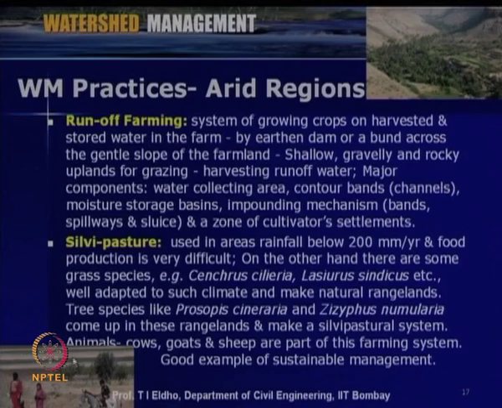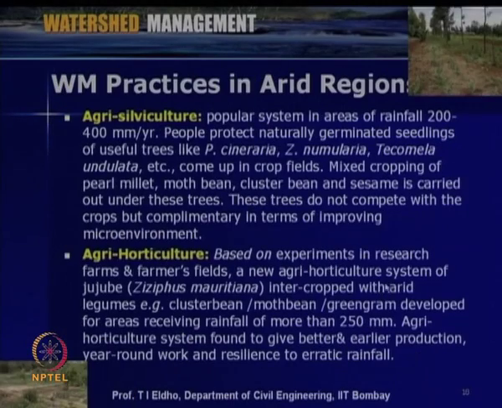So, depending upon the area, since the rainfall is very low, we utilize the plantations, possible plantations, and then grass species, and then depending upon that we grow the animals, and then we get the income from these animals. So, that is so-called silvipasture.